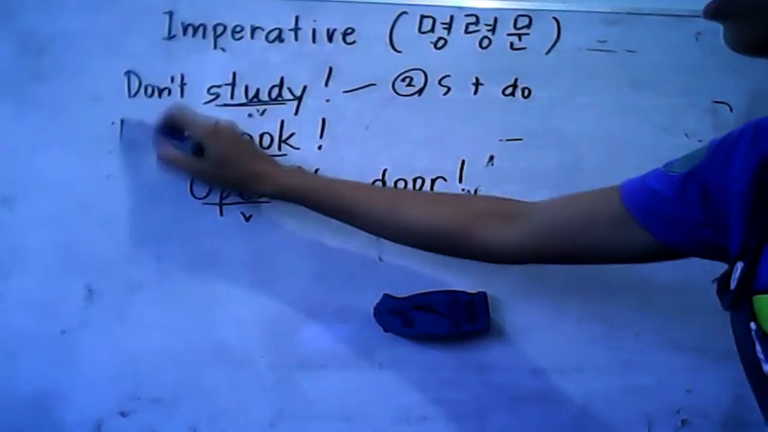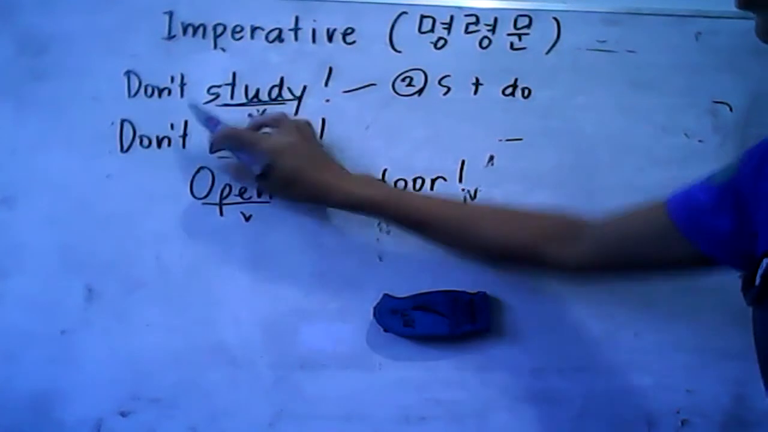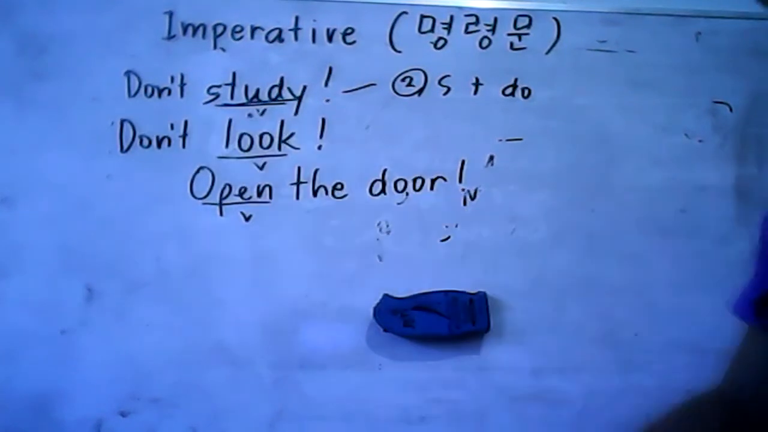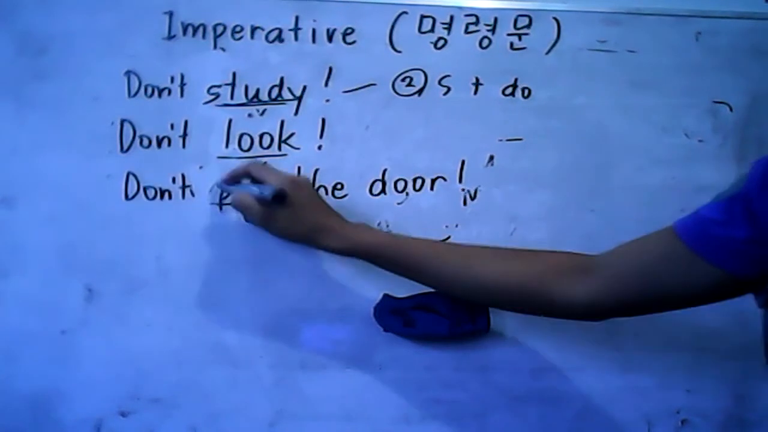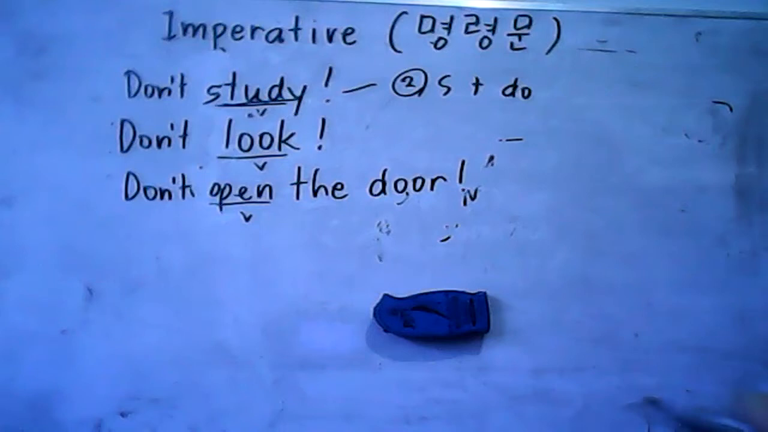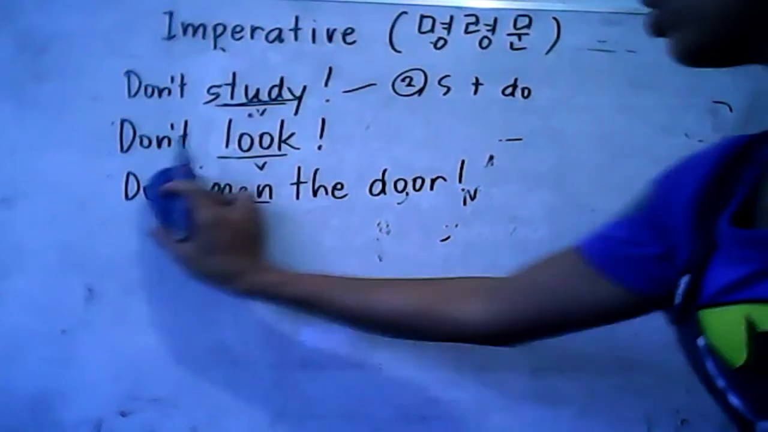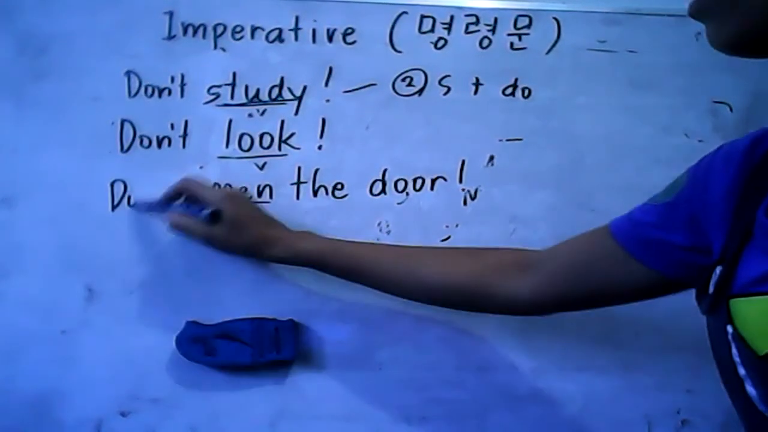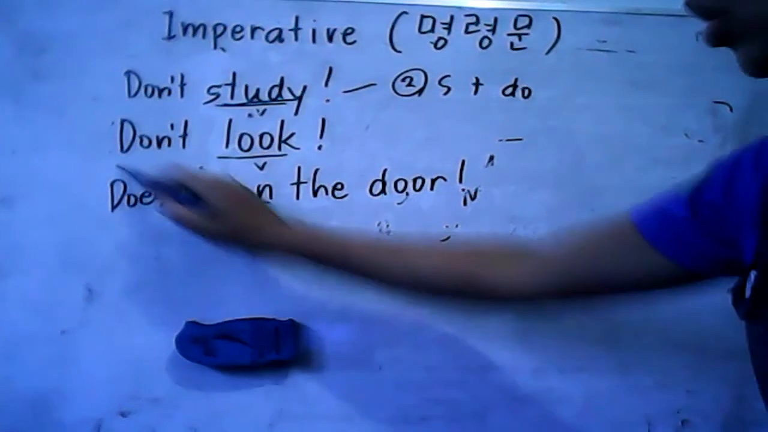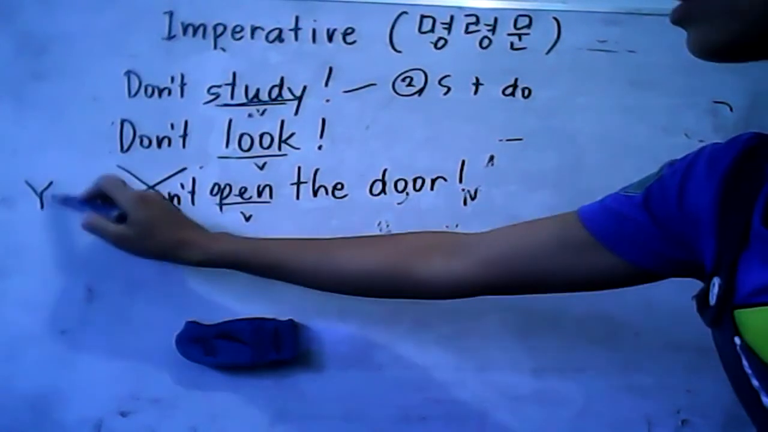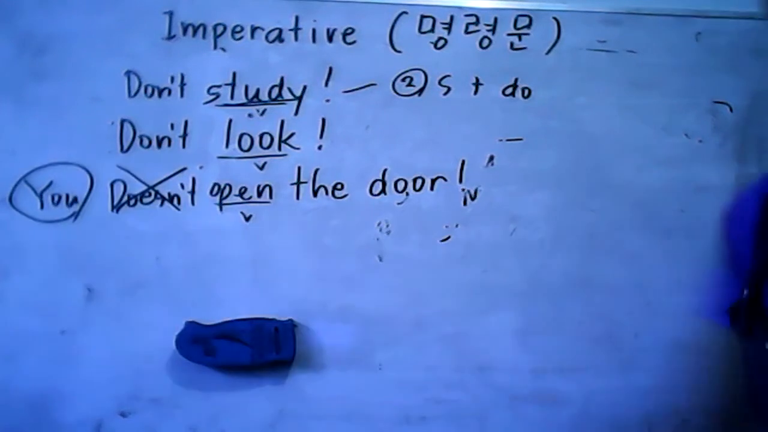If look, of course, don't look. Let's make it small. And then open the door. The negative is don't open the door. Okay? Can we use doesn't? Let's say let's change this one to doesn't. Can we use doesn't open the door? No. Why? Because imperative sentences, the subject is always you.